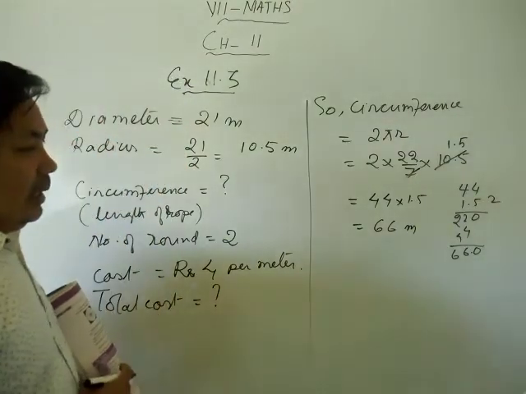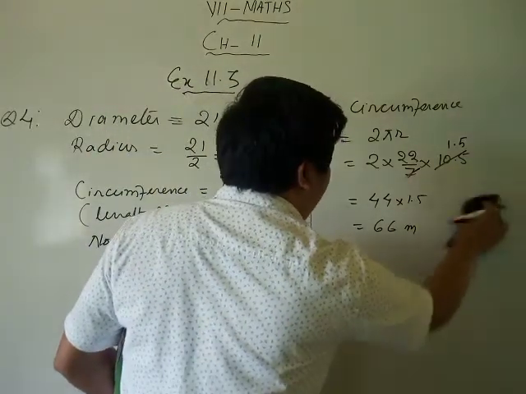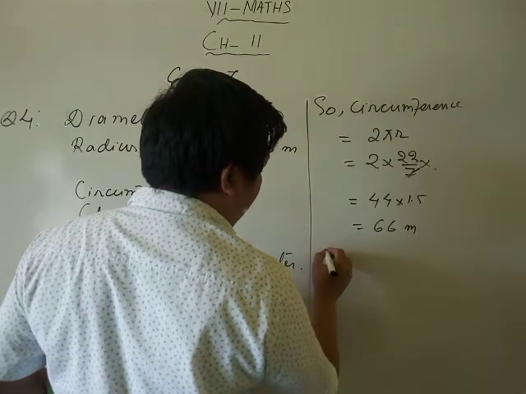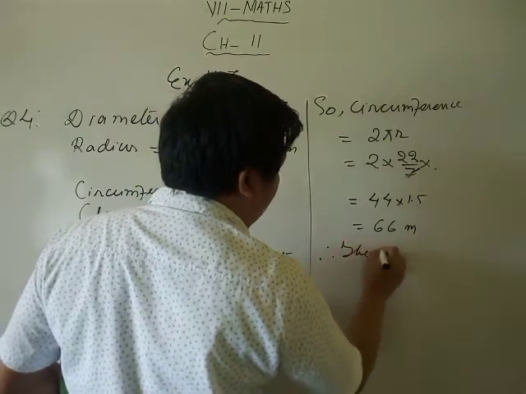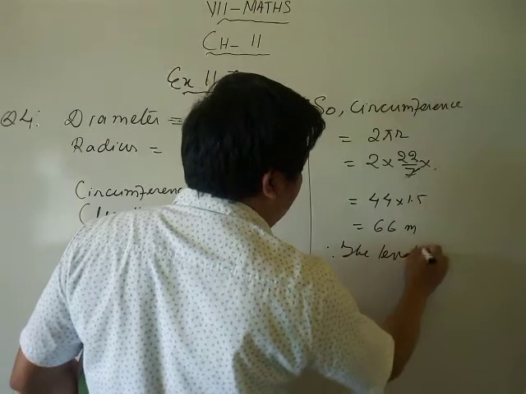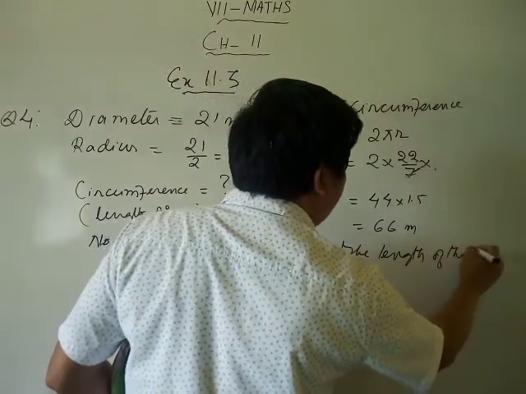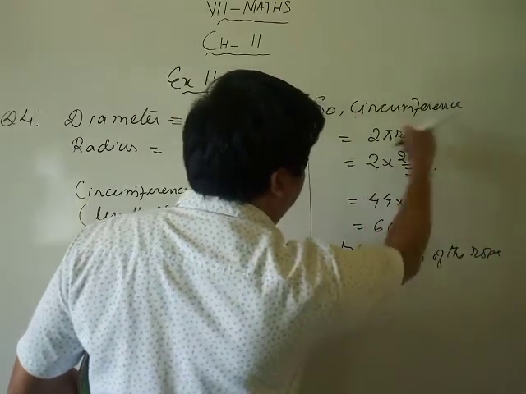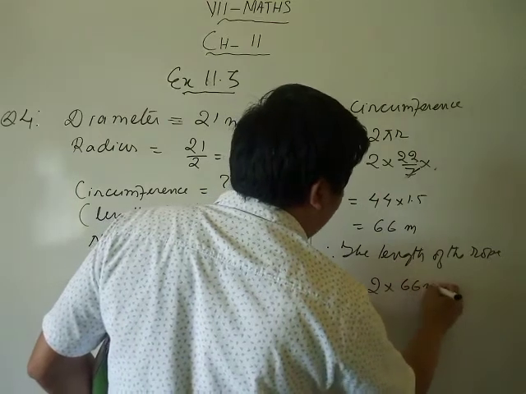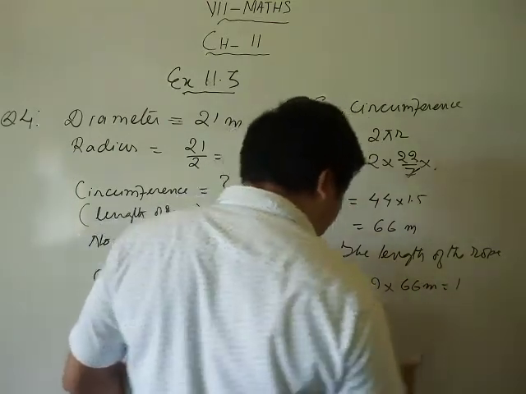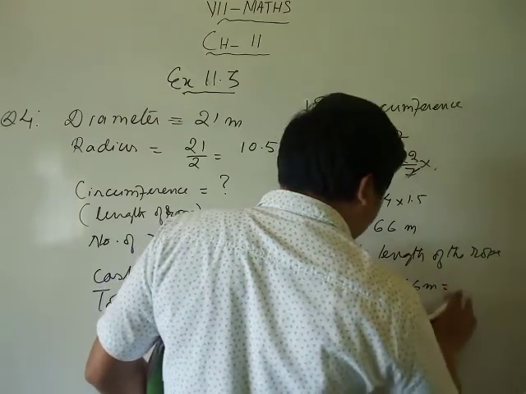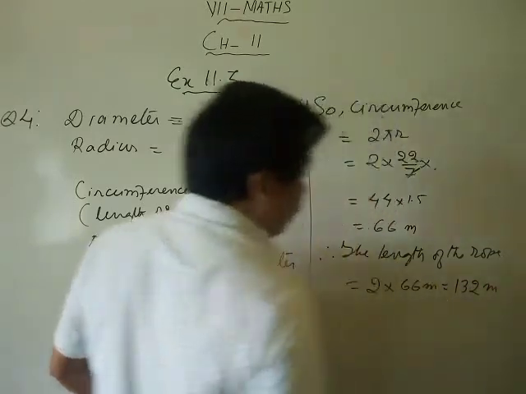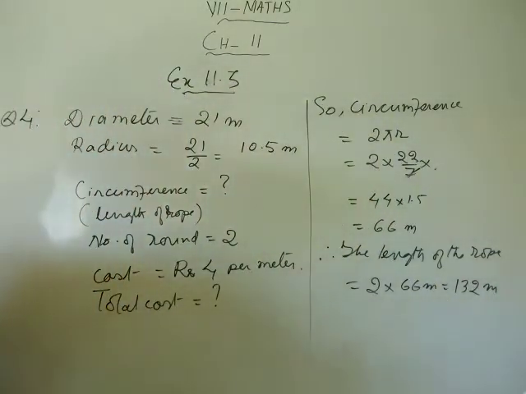But we are going to find out the length of the rod, isn't it? So the length of the rod is equal to 2 into the circumference. This is 66 meters, so how much? 132 meters. So 132 meters is the total length of the rod.